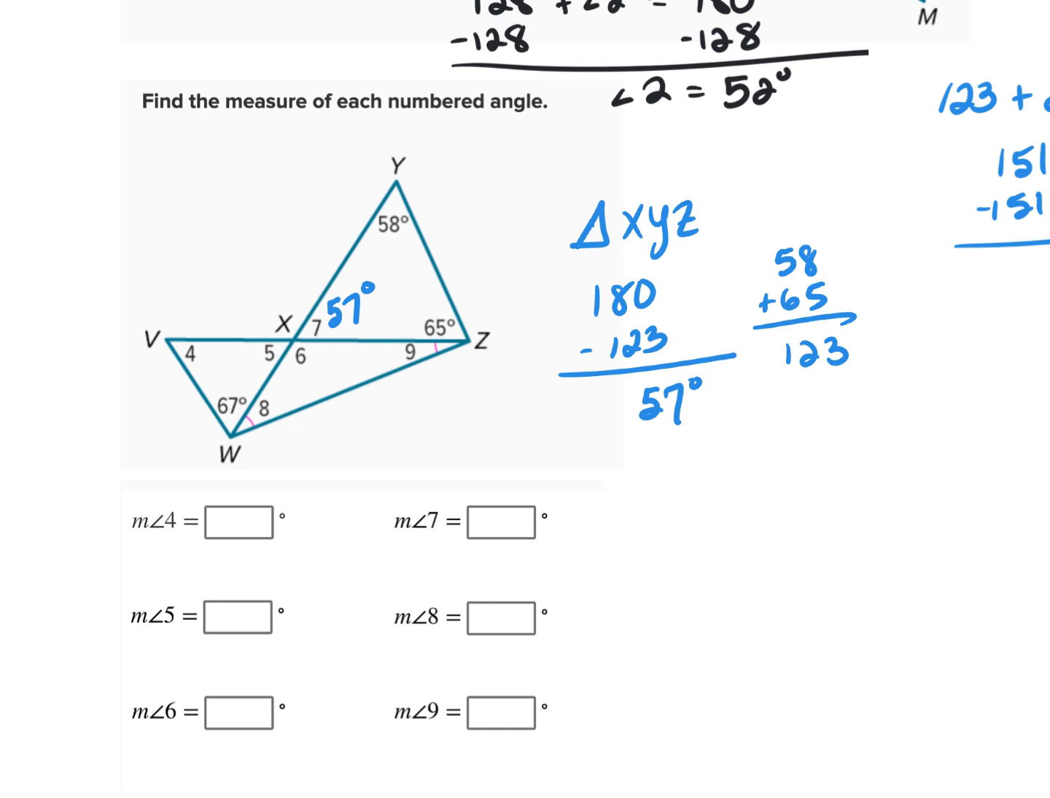This is where you're going to have to remember some of the rules that we've previously learned. And that is vertical angles. What do we know about vertical angles? Well, vertical angles share a vertex but are opposites to one another. They are also congruent. Okay, so if angle 7 is 57 degrees, angle 5 is also 57 degrees.